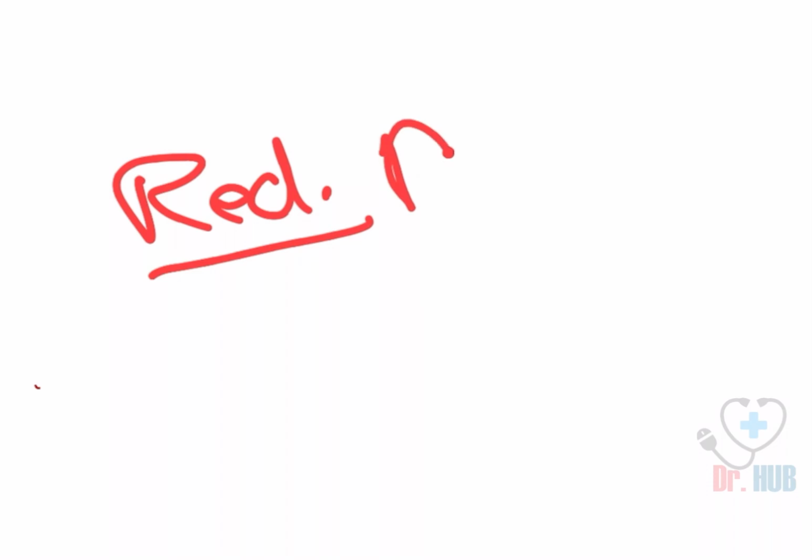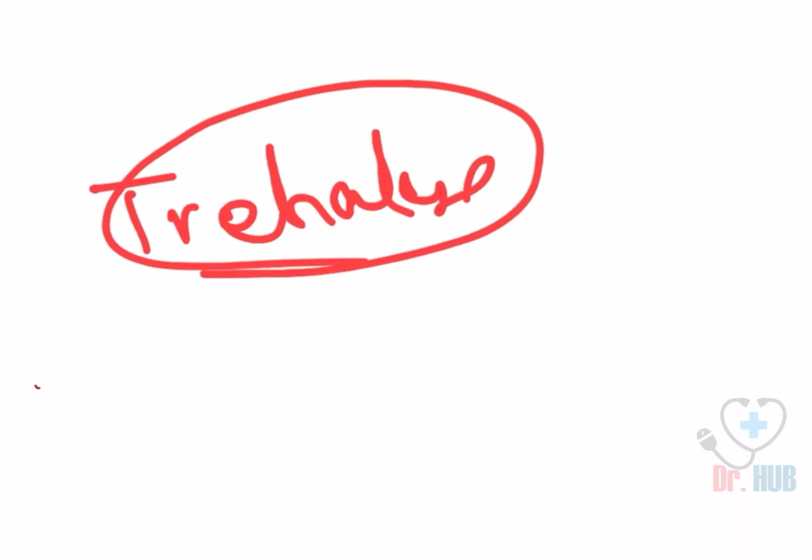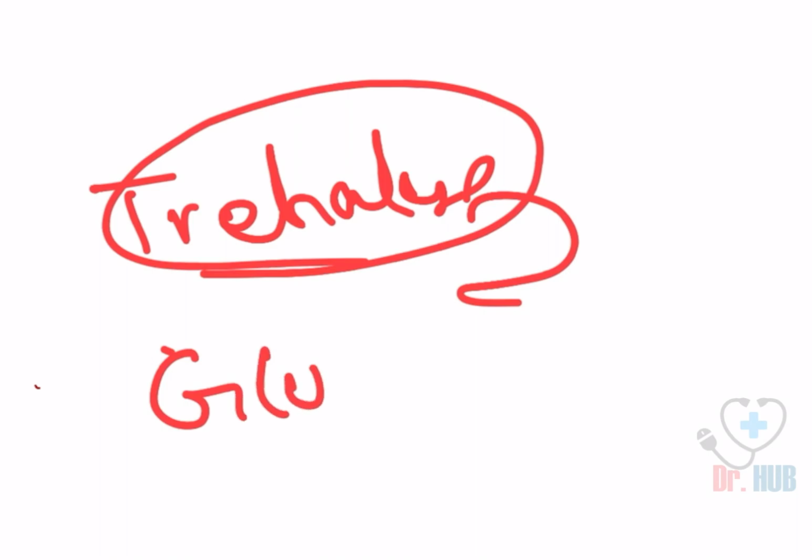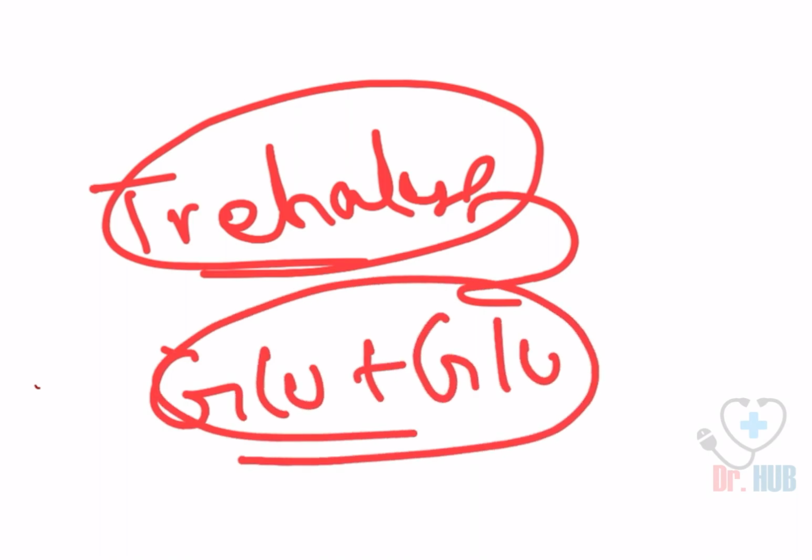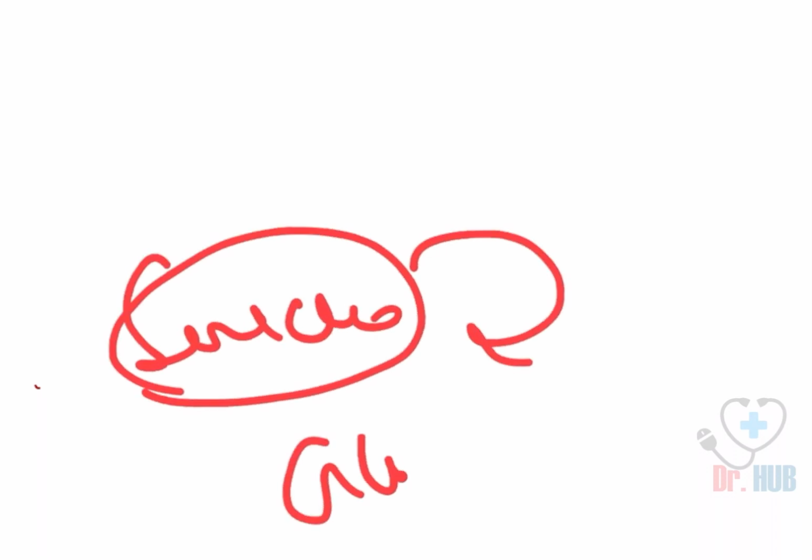Then looking at the non-reducing disaccharides, what we saw was the reducing disaccharides. Now we move on to the non-reducing. So under non-reducing, there is the trehalose. For trehalose, the monomer units are glucose plus glucose. Linkage is alpha 1,1. And looking at sucrose, it is glucose plus fructose, and the linkage is alpha 1, beta 2.